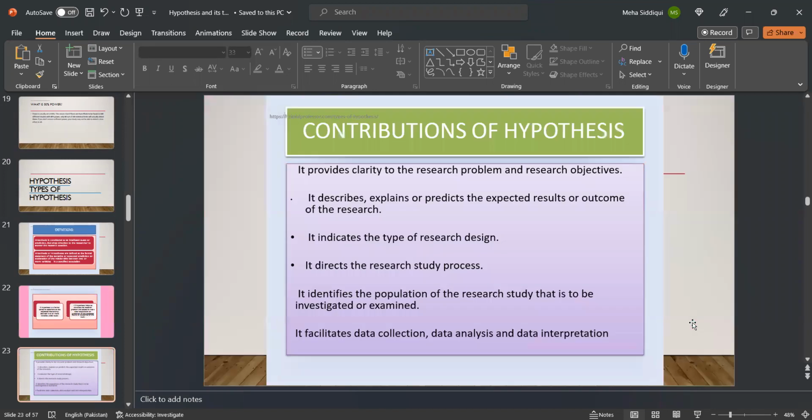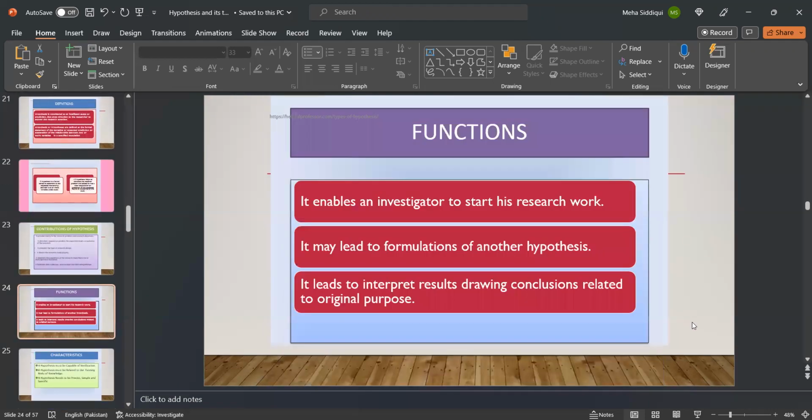Contributions of hypothesis. It provides clarity to the research problem and research objectives. It describes, explains, or predicts the expected results or outcome of the research. It indicates the type of research design. It directs the research study process. It identifies the population of the research study that is to be investigated or examined. It facilitates data collection, data analysis, and data interpretation.